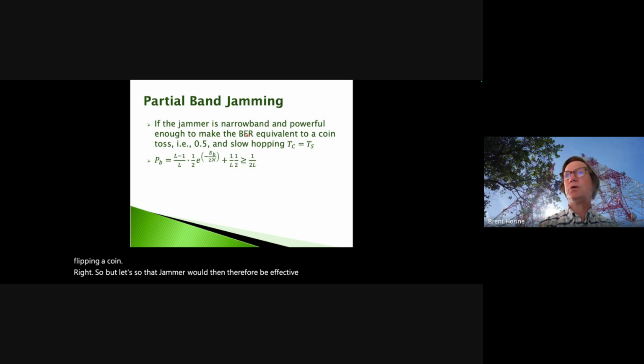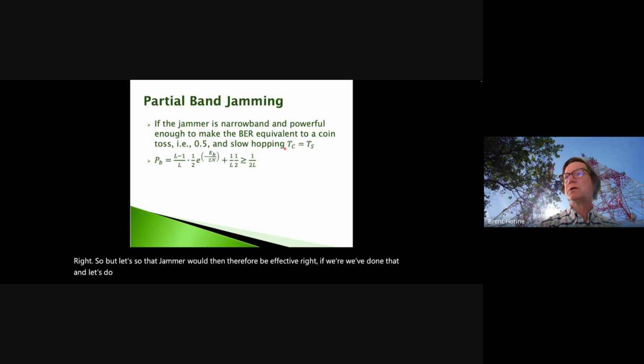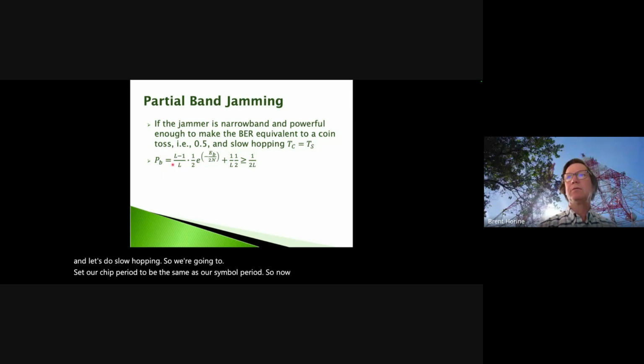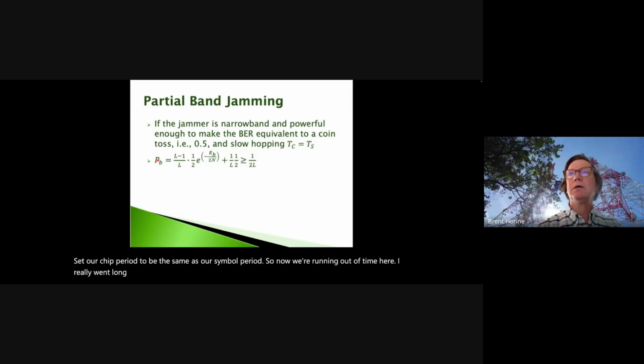If we've done that, let's do slow hopping. So we're going to set our chip period to be the same as our symbol period. Now we're running out of time here. I really went long here. Sorry, so I'm going to hand wave my way through this, but we won't derive this, but look at this.